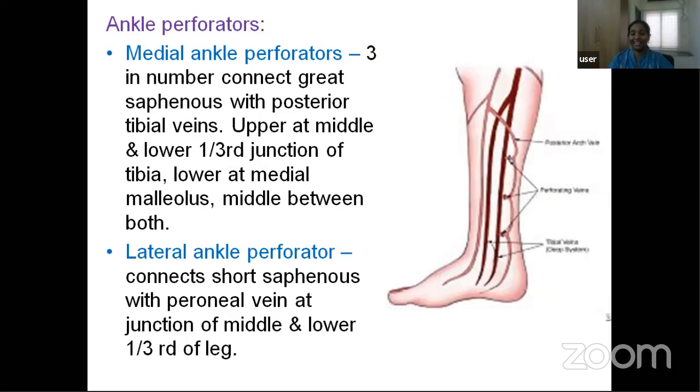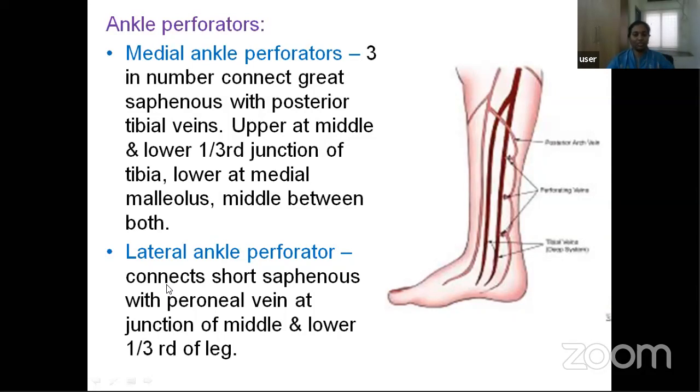Then we have the ankle perforators. When we come to the ankle perforators, we have perforators on the medial side, and we have one perforator on the lateral side. The medial ankle perforators are 3 in number, and these medial ankle perforators connect the great saphenous with the posterior tibial vein. The lateral ankle perforator is connecting the short saphenous with the peroneal vein. So the medial ankle perforators are 3 in number and the lateral ankle perforator is only 1 in number.